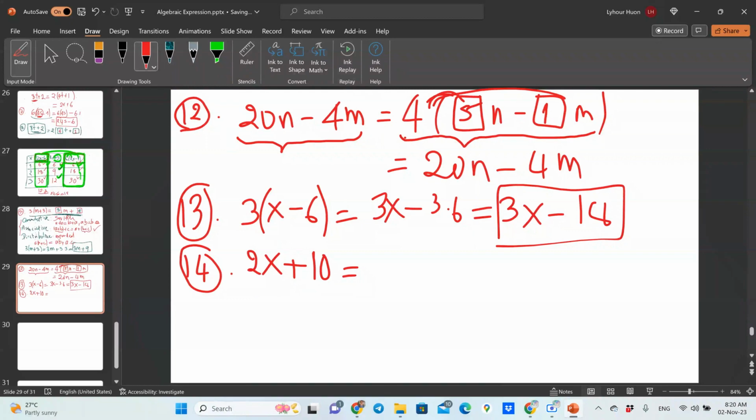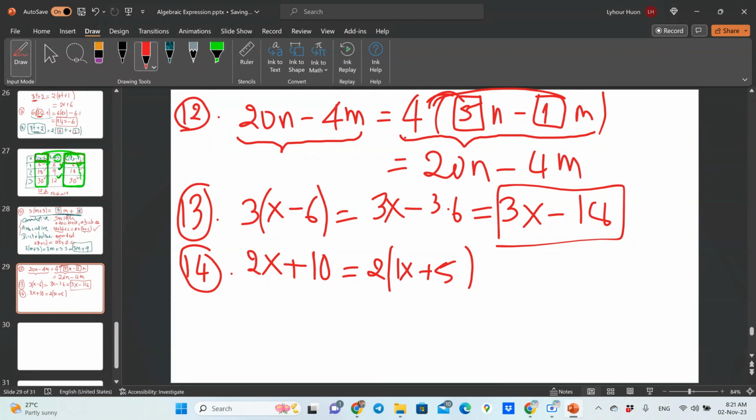So how about this one? 2x plus 10. What do we need to do? We just need to take 2 out of the parentheses, and then what will be remaining inside the parentheses? 1x plus 5.